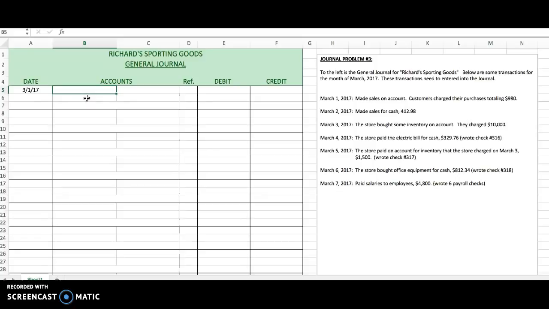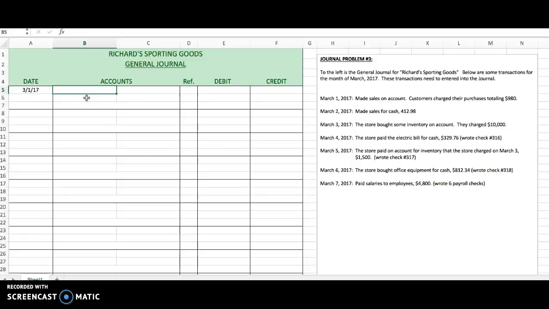We made sales on account. We have to consider which two accounts were involved here. Sales on account, which means we made sales. Sales is a revenue account. That should go up. When a revenue account goes up, it's credited. And the credit part is always the second part of the entry.